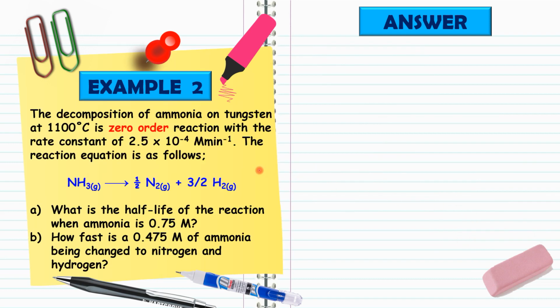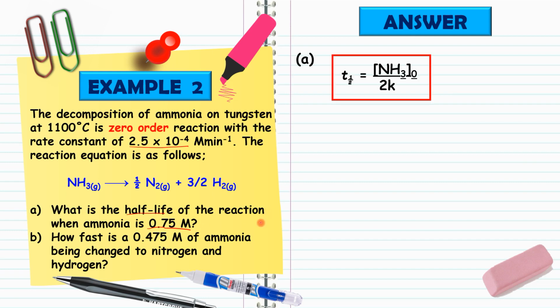So example number 2. The decomposition of ammonia on tungsten at 1100 degrees Celsius is a zero order reaction with a rate constant of 2.5 times 10 power of 4 molar per minute. The reaction equation is as follows. What is the half-life of the reaction when ammonia is 0.75 molar?